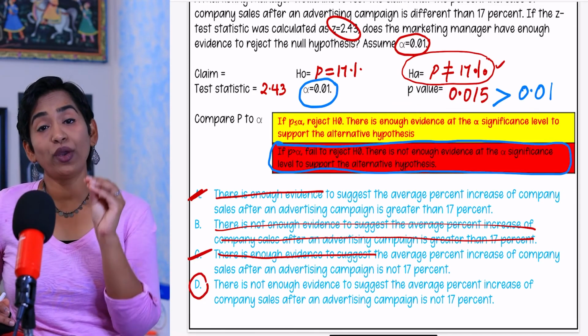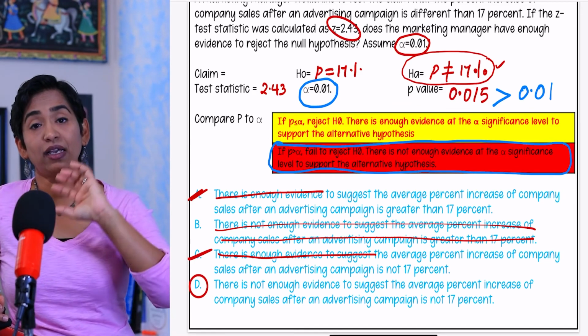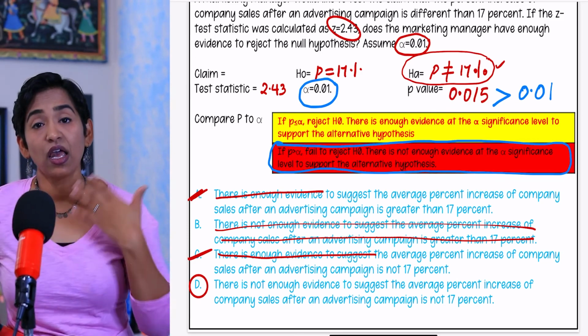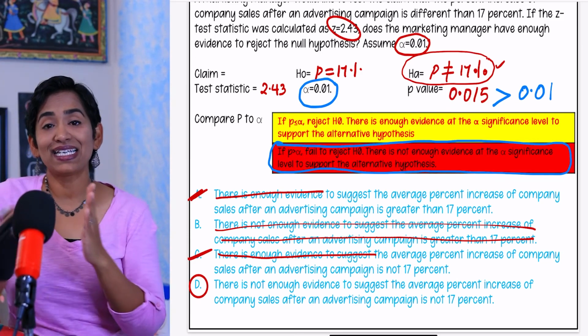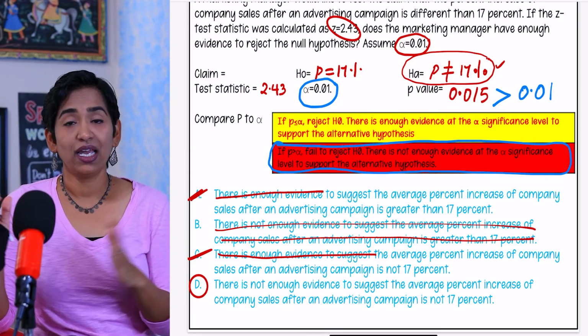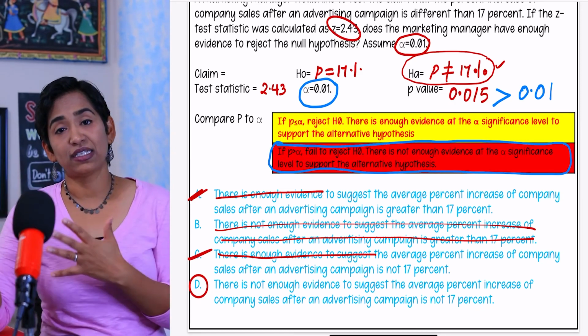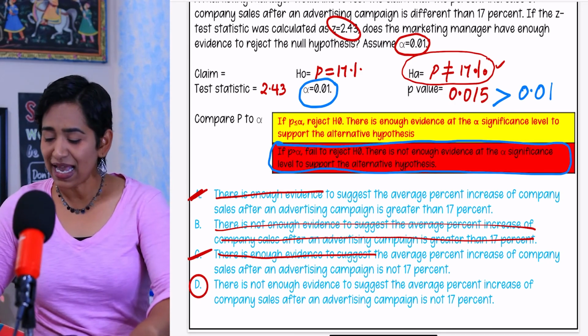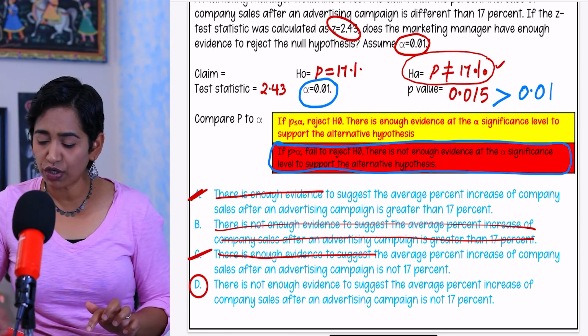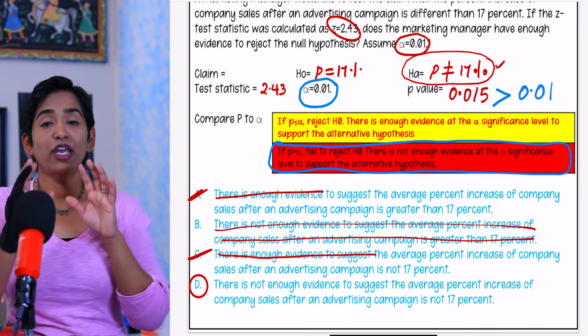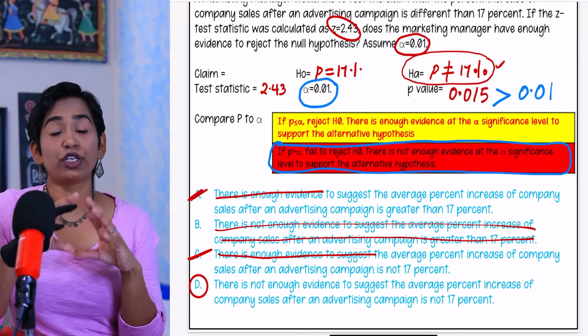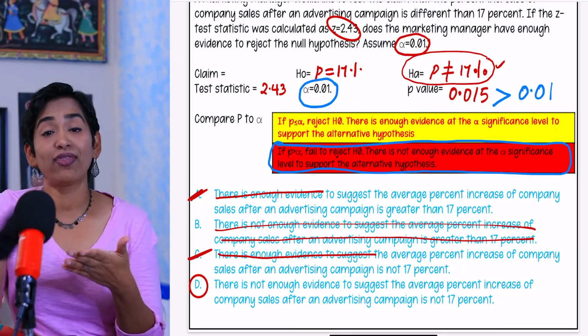So you always go ahead and take a look at your alternative hypothesis. My alternative hypothesis says it's not 17. It doesn't talk about less than, it doesn't talk about greater than. And again, please be careful when you are doing these problems. Make sure you have all the verbiage ready for you to take a look and then choose your answers.